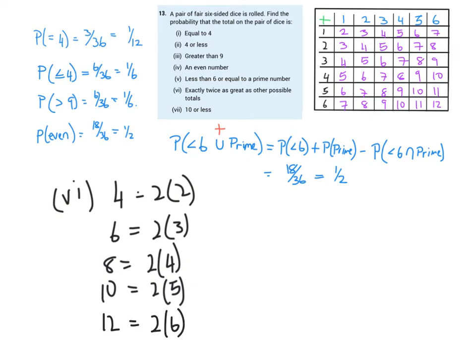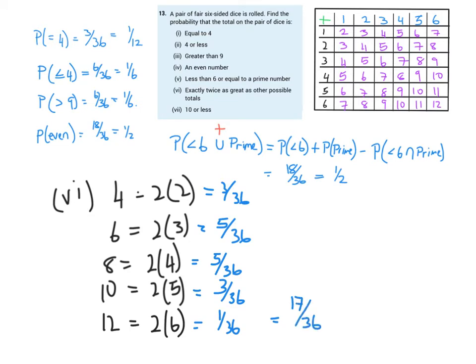So now we're looking, how many times does a 4 occur? So it occurs 3 times out of 36. 6 comes 5 times, I think. 1, 2, 3, 4, 5 times out of 36. 8 happens, again, we'll just count that up. 1, 2, 3, 4, 5 times out of 36. 10 we can see happens 3 times, 3 out of 36, and 12 happens once out of 36. And so we'll add all those together, which gives us 17 out of 36. So that's our answer in there.